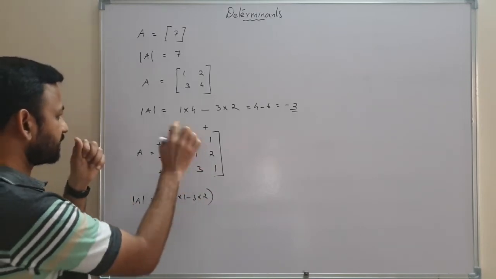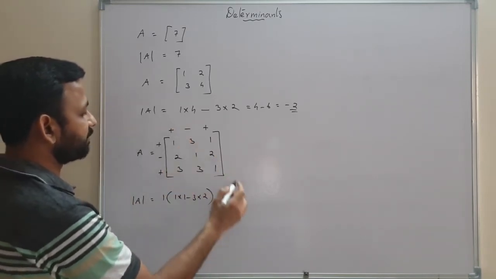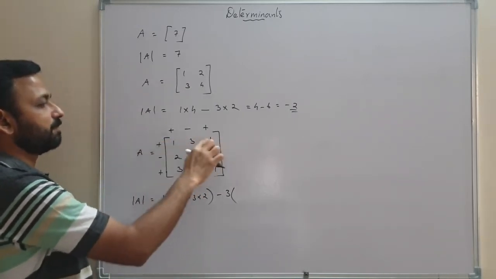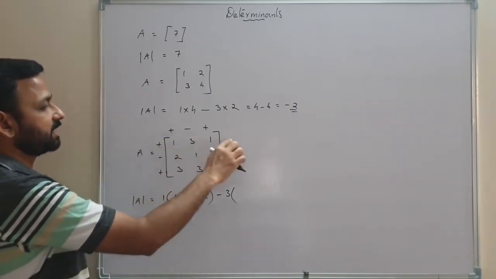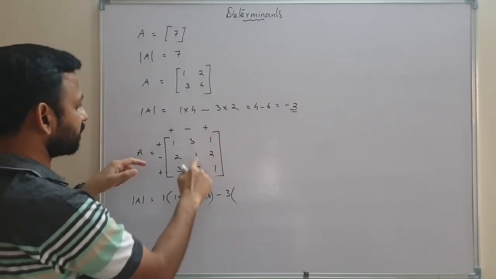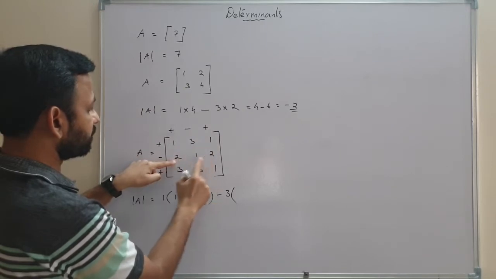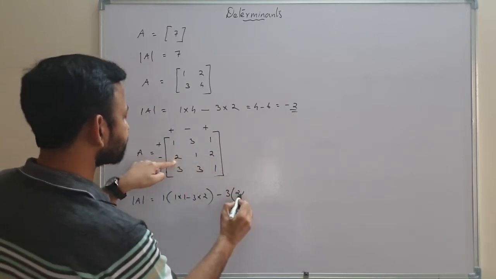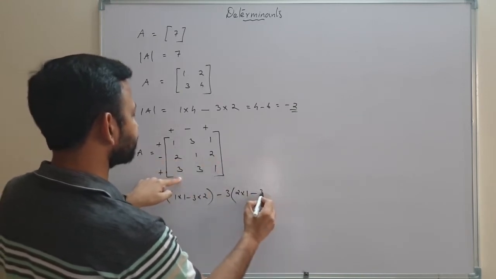Then the second sign is negative, and the second element is 3. Then again the same procedure: 3 is from the first row, 3 is from the second column. Delete, delete. When we delete the first row and the second column, the remaining is 2, 2, 3, 1. Find the diagonal-wise product, 2 into 1 minus 3 into 2.